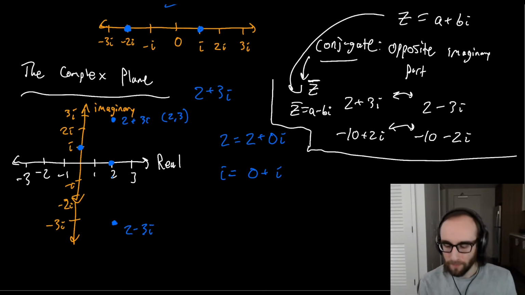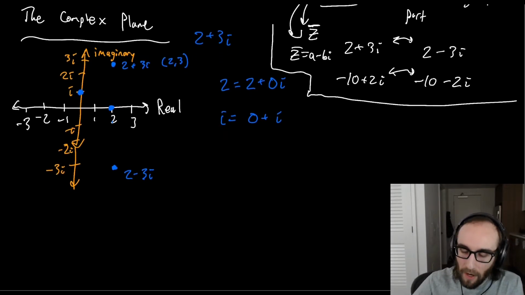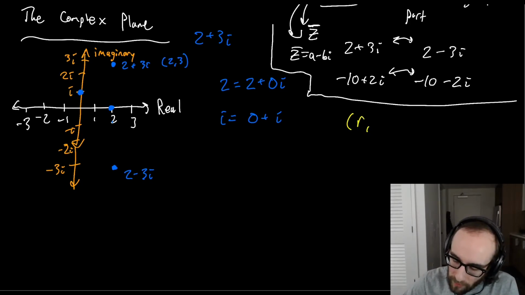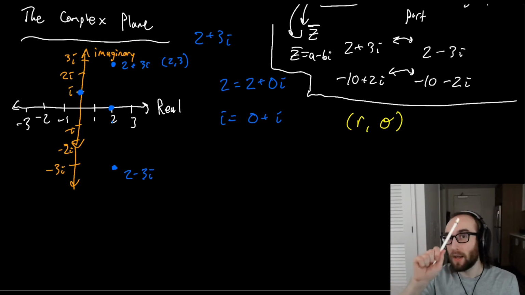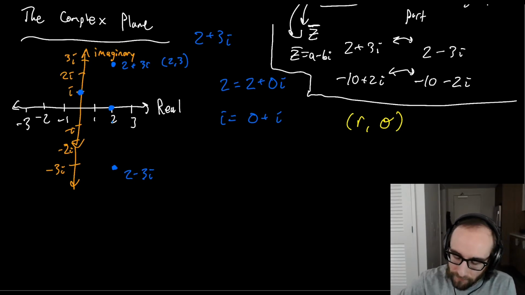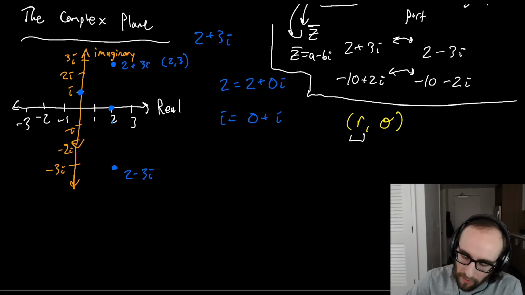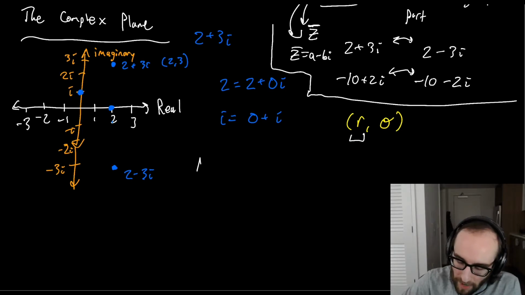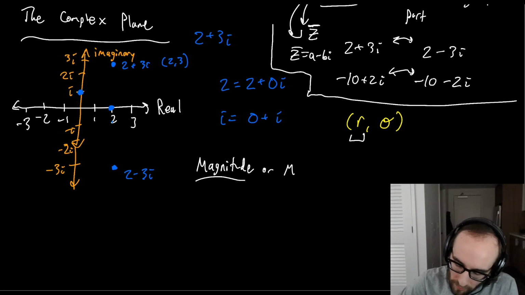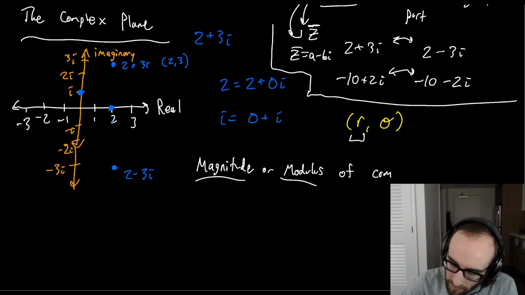Okay, so looking back at the complex plane, here we can start to think about them in terms of polar coordinates, where we have r and theta: distance from the origin, and angle from standard position on our graph. Let's start off with the distance from the origin, r. We have a special word for the distance from the origin for complex numbers, and that's called the magnitude, or another word for it is the modulus, of complex numbers.